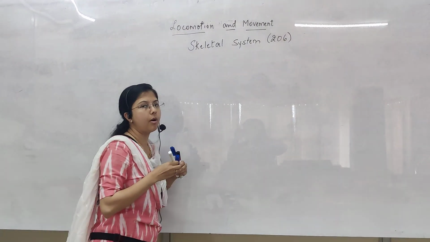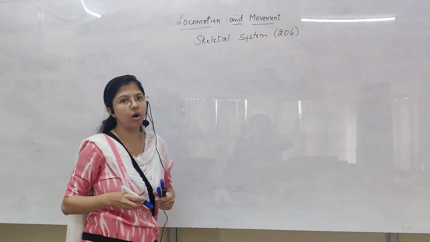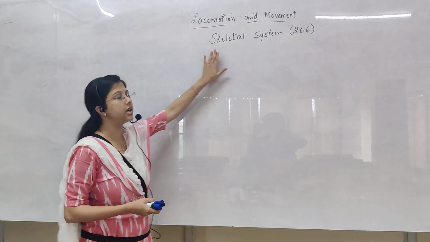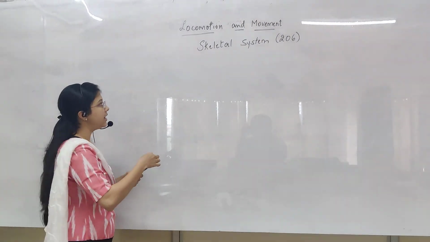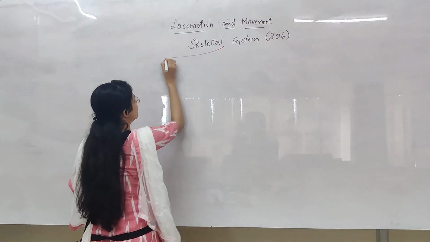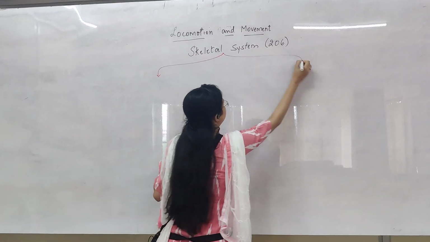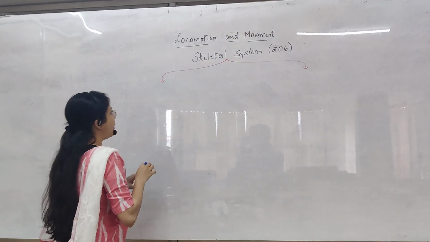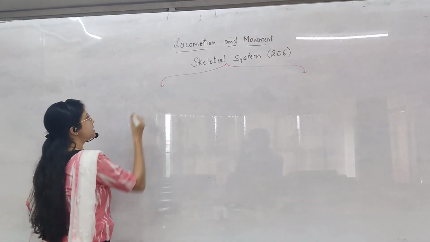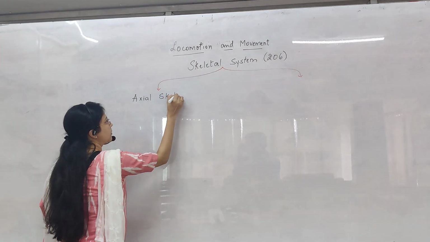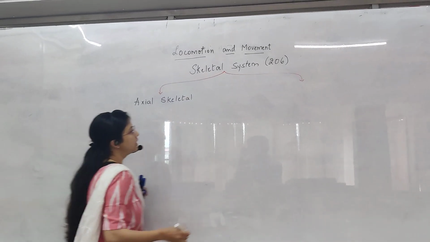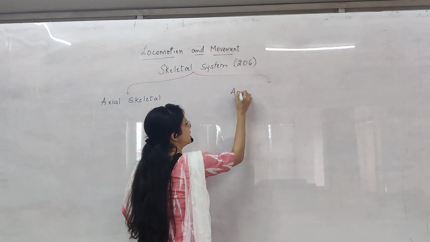If you talk about the adult human body, it has 206 bones, which is a part of the skeletal system, and these 206 bones can be classified into two further systems. One part of the skeletal system is the axial skeletal system, and the other part is the appendicular skeleton.